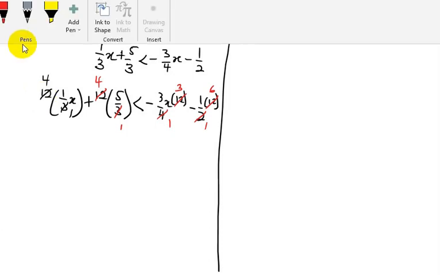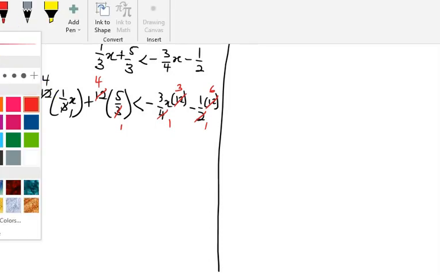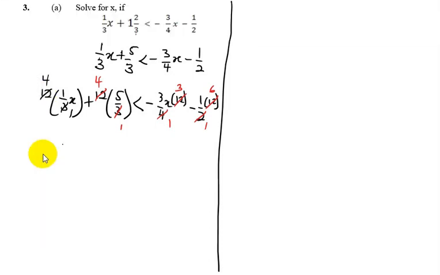Now after we are done with that, let's multiply. 4 times 1x will give us 4x. You see there's no fraction again, right? Plus 4 times 5 gives us 20. Our less than will come. Now minus 3x times 3 will give us minus 9x. Then minus 1 times 6 will give us minus 6.